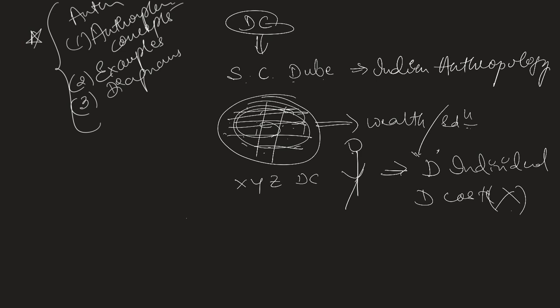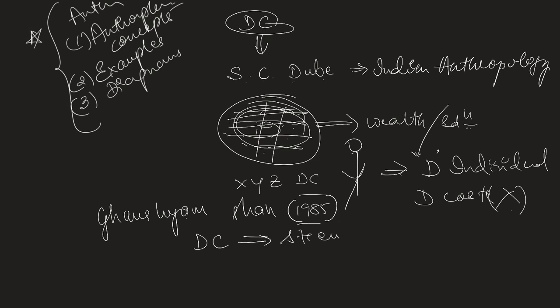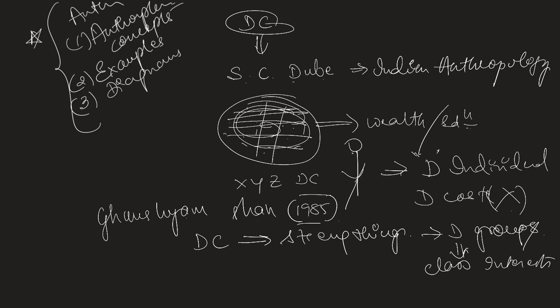Now coming to the next anthropologist who talked about dominant caste. It was Ghanshyam Shah in the year 1985. Years are not actually that important, but just for your information. So what he said was that the dominant castes are actually strengthening themselves rather than deteriorating. And how are they doing that? By forming dominant groups so as to maintain their class interests. An example for this can be the Kshatriya Sabha of Gujarat.